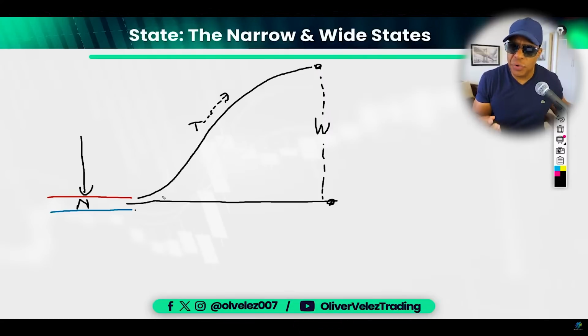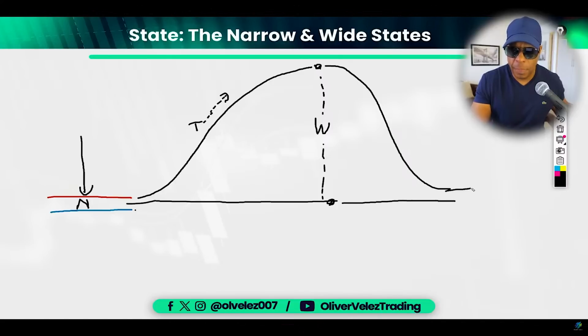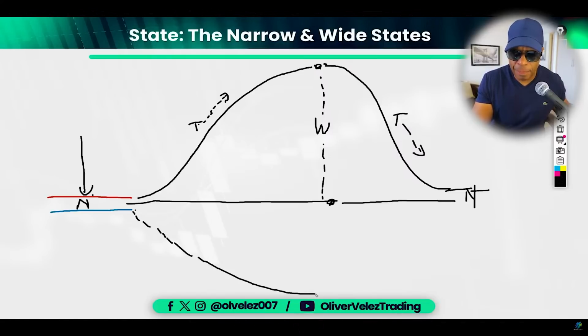Okay, so you've got these three states, right? Narrow, tight, narrow state. Trending state leads to wide state. And guess what happens? Eventually, we go back and repeat. This is all the market ever does. Narrow, trend, wide, wide, trend, narrow, repeat. Narrow, trend up, wide, wide, trend down, narrow, repeat. And you can go this way as well.